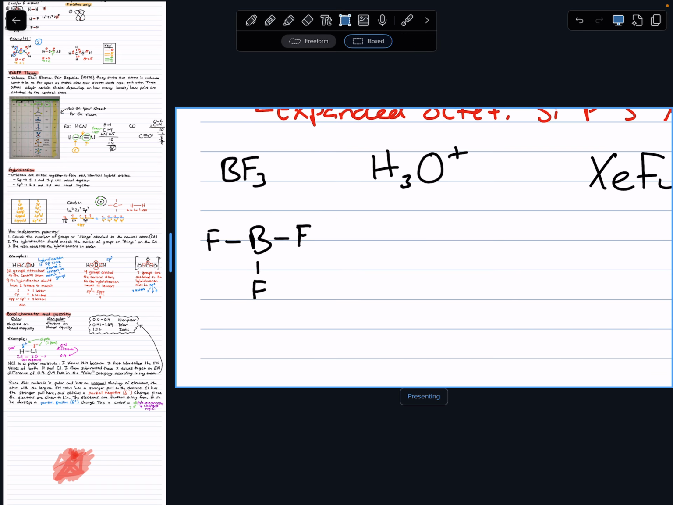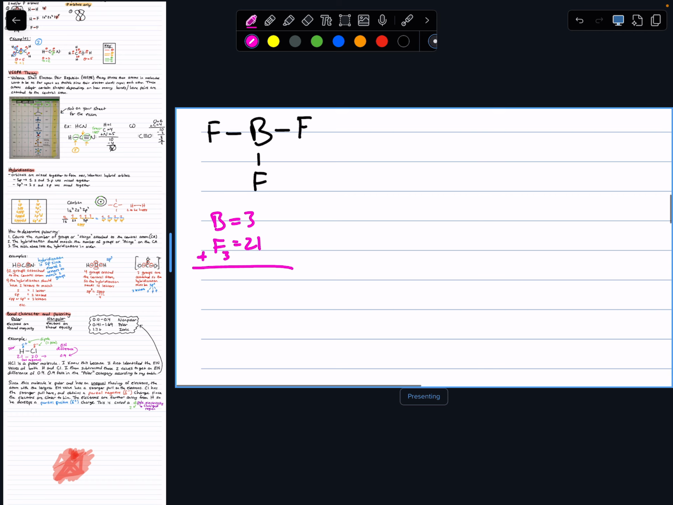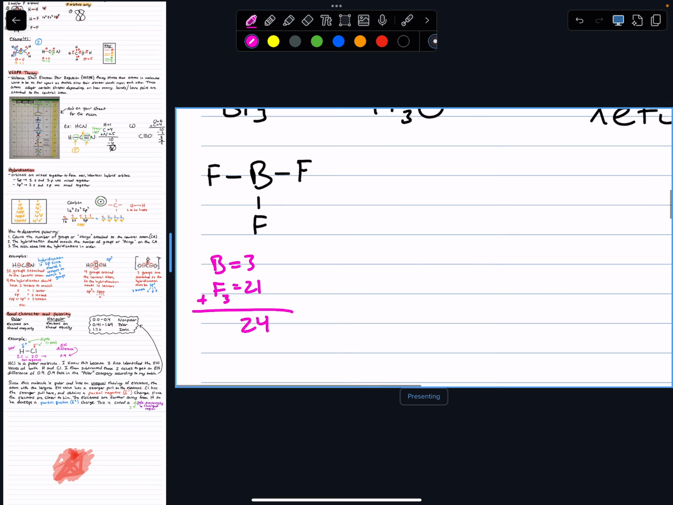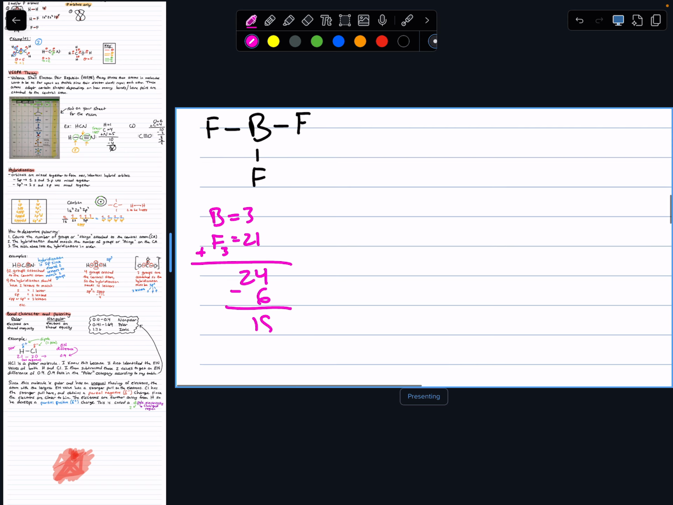Step 3, count up all my valence. So boron has how many valence? 3. Fluorine has how many valence? 7 times 3 fluorines is 21. 21 plus 3 is 24. Now what? Minus the bonds, which is 6. How many? 18. And what do I do with these 18? Place them on the outside atoms.